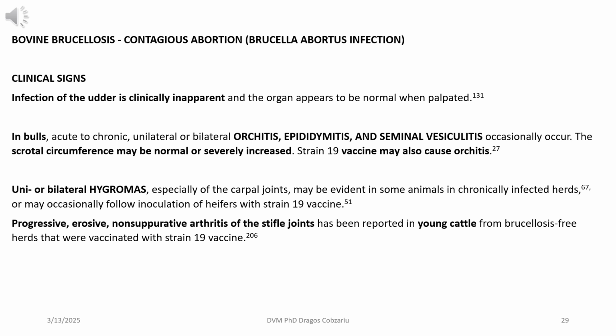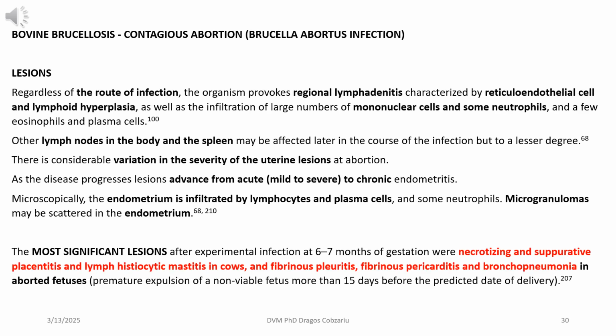Uni or bilateral hygromas, especially of the carpal joints, may be evident in some animals in chronically infected herds, or may occasionally follow inoculation of heifers with strain 19 vaccine. Progressive, erosive, non-suppurative arthritis of the stifle joints has been reported in young cattle from brucellosis-free herds that were vaccinated with strain 19 vaccine.